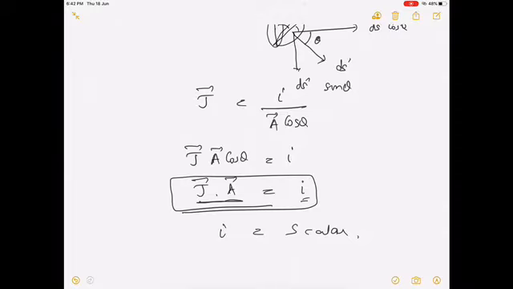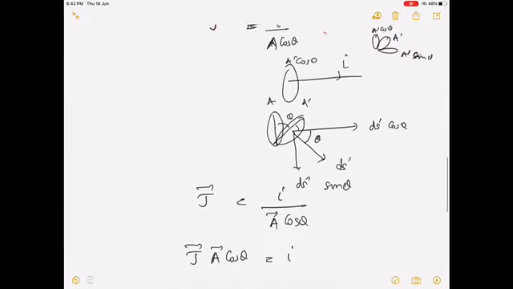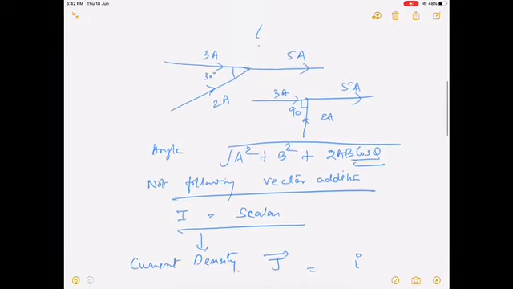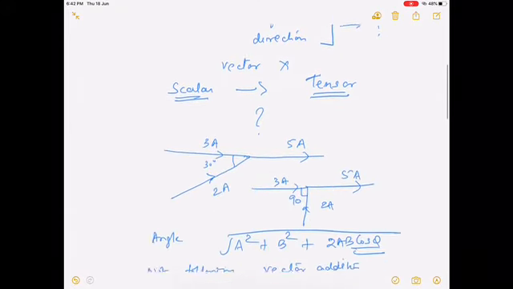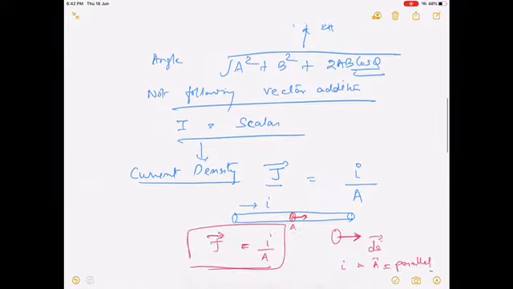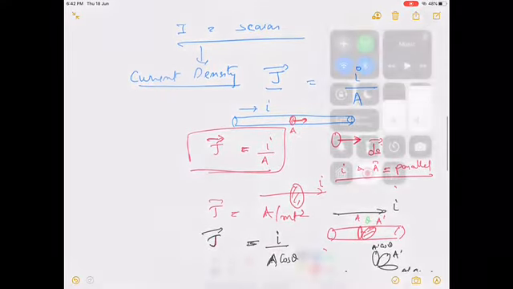So current density should be very clear to you. In your class 12, you should know this much about current density. आपको इतना पता होना चाहिए current density क्या है, current क्या है, और ये क्यों स्केलर है.